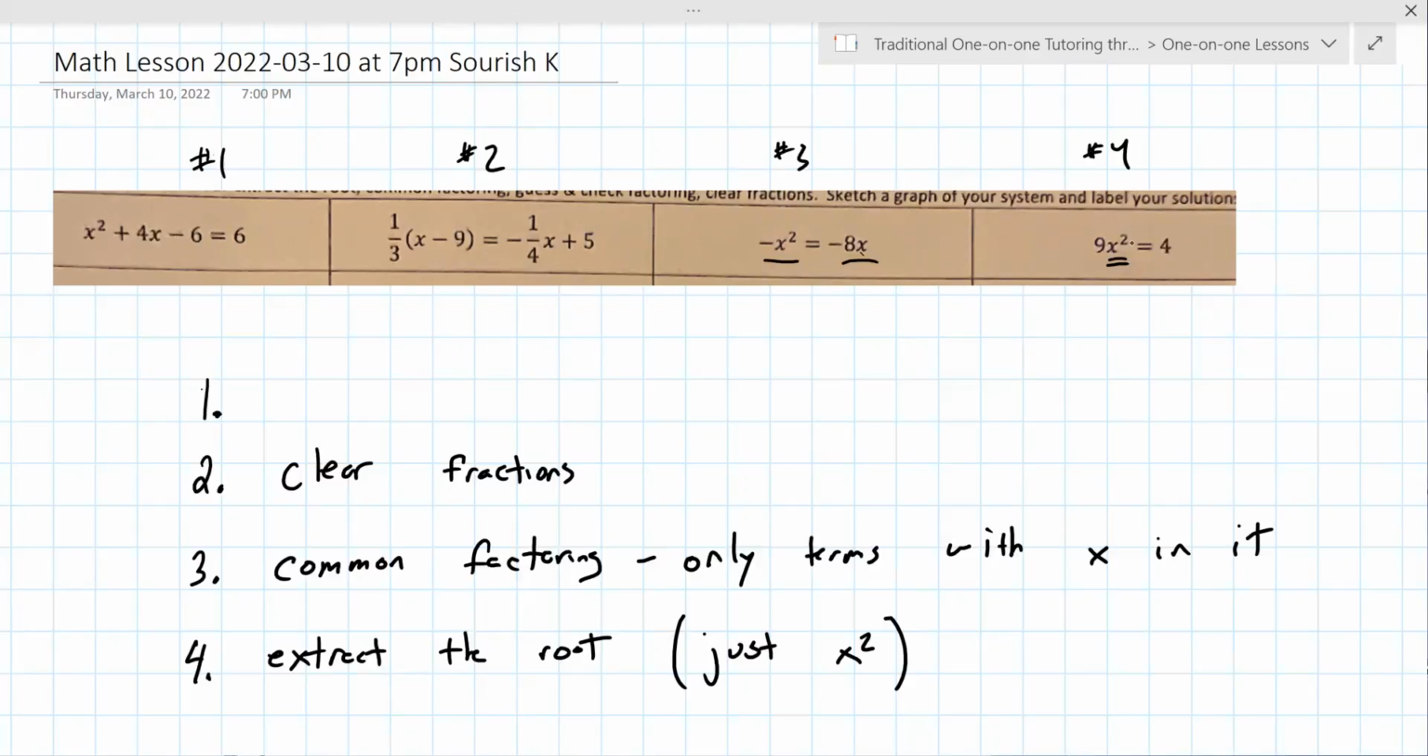So you use common factoring when there are only terms with x in it. And that's why number 3 is common factoring, because they both have an x in it. Okay, so the last one is guess and check factoring. Okay, so out of these 4 methods, which do you think is the easiest, if you have an opinion, or which one do you feel like you know the best out of these 4?